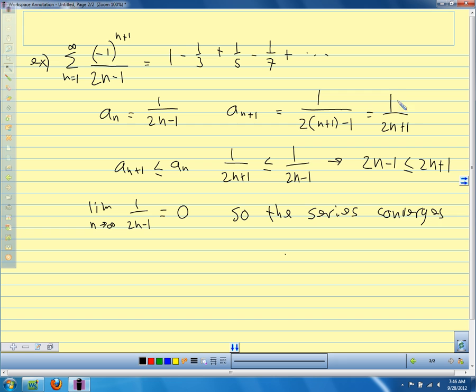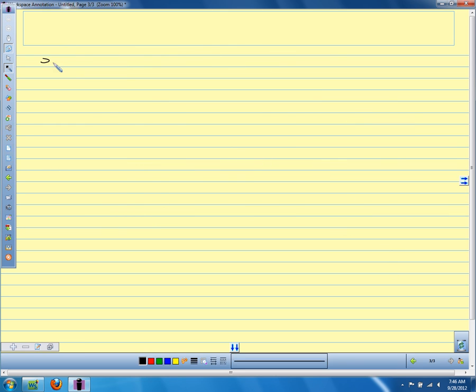Let's look at another example, a little more complicated. So we used our alternating series test. We showed that this series converges. So our second example, a little more complicated. So let's look at the sum, n equals 1 to infinity, of (-1)^n times n over 2n minus 1.